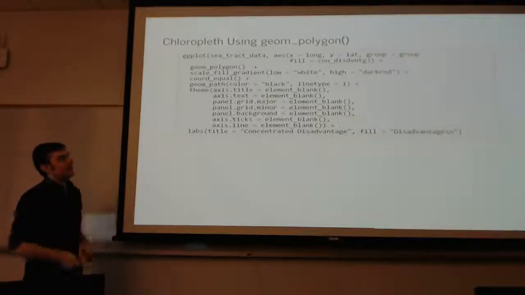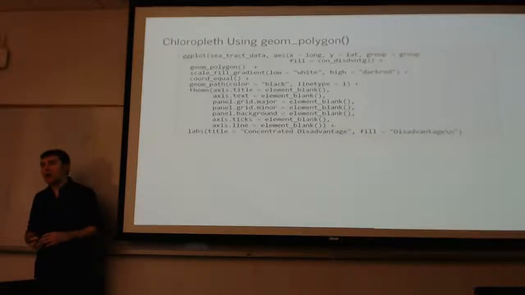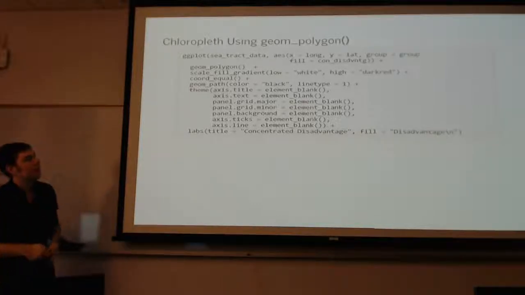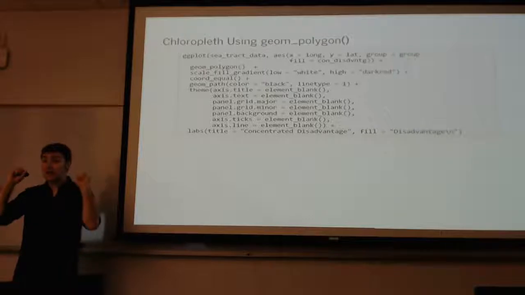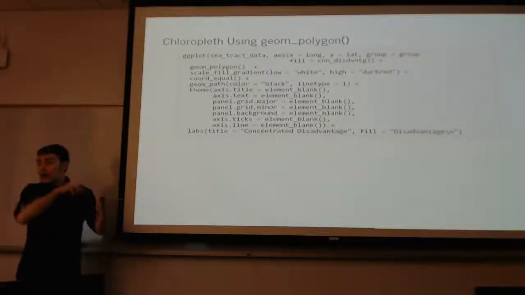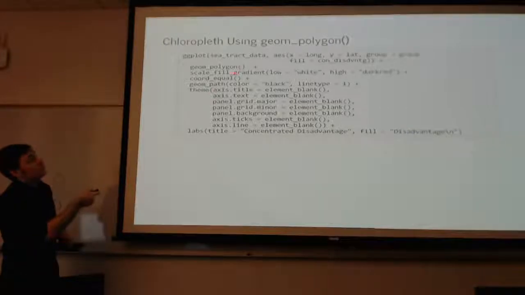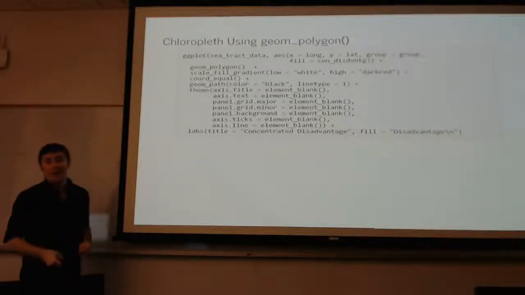My fill is going to be this variable concentrated disadvantage, which is a tract level index of all of the types of socioeconomic disadvantage that are normally recognized at neighborhood levels. I've then done geom_polygon. Without any additional arguments, it's going to draw these longitudes and latitudes as polygons, where each group corresponds to one particular polygon. So all the x, y coordinates will be all the points connected by a line that will draw a polygon. I'm going to do the fill as a scale_fill_gradient going from low to white, high to dark red. So as concentrated disadvantage increases, the polygon will get darker and darker red.